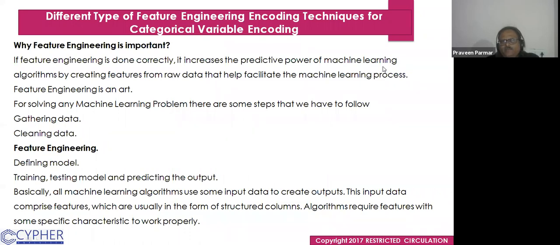For solving any machine learning problem, there are some steps that we have to follow: gathering data and cleaning data. These two things we have to do. Then feature engineering, defining the model, training, testing the model, and predicting the output. Basically, all machine learning algorithms use some input data to create outputs. This is the machine learning process. This input data comprises features. Variables are called features, which are usually in the form of structured columns. The algorithm requires features with some specific characteristics to work properly.